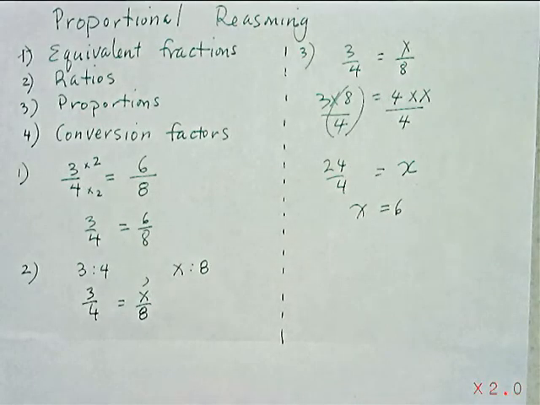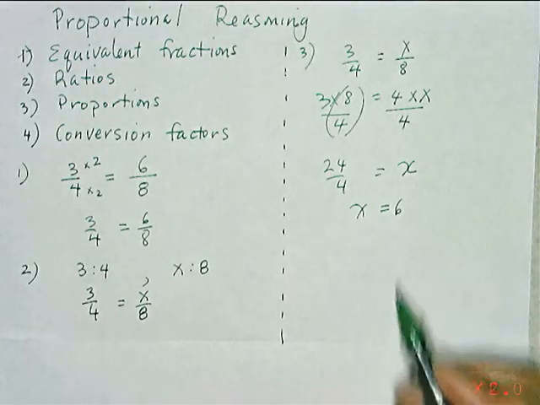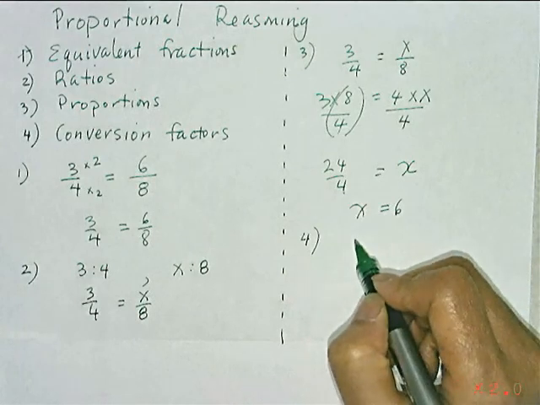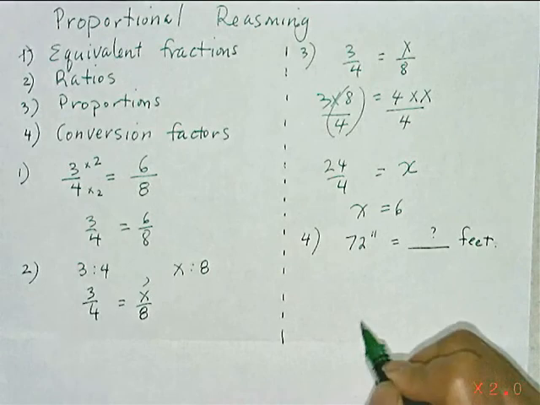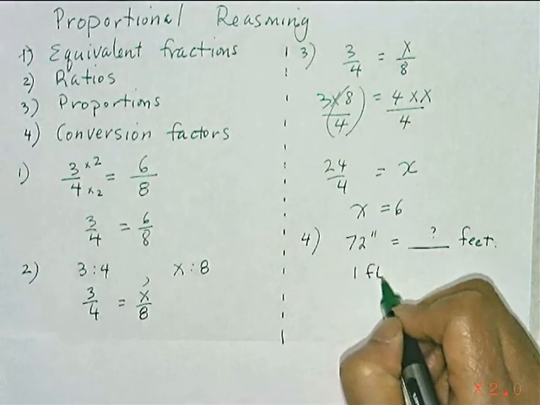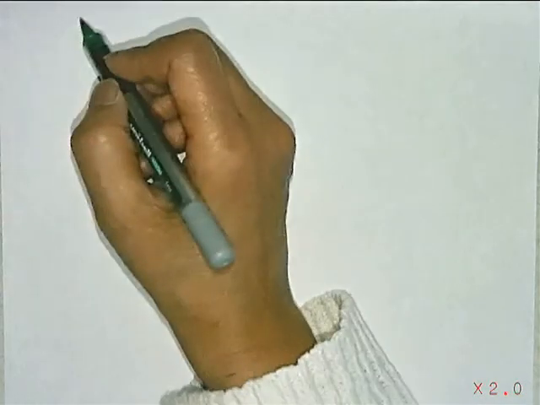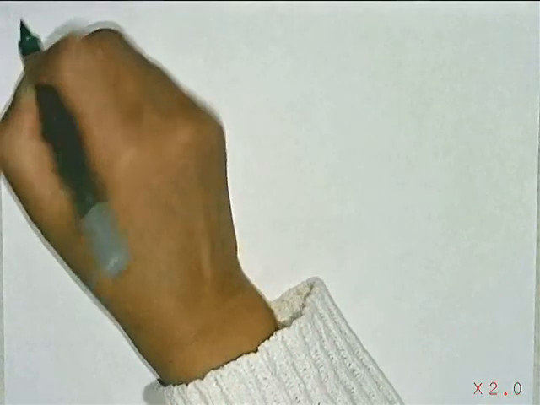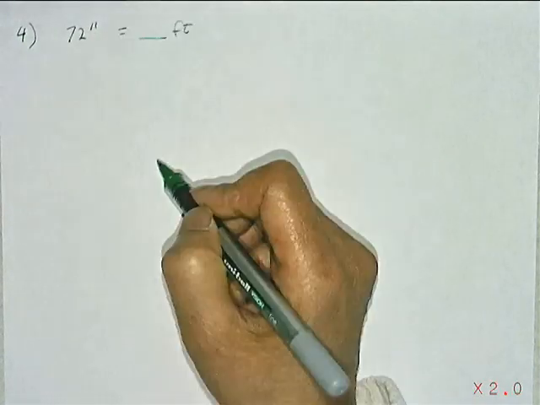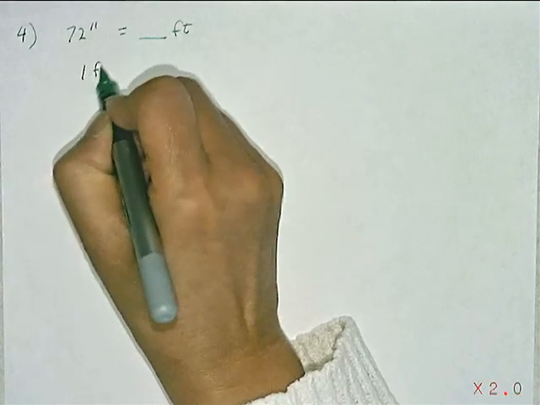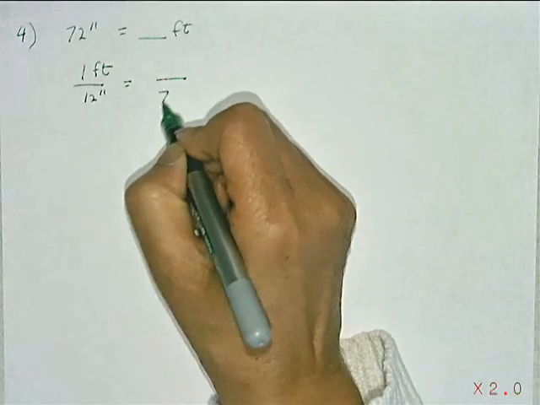So now we're going to be using this as a conversion factor to work with units. Here's an example. What do we need to do to convert 72 inches to how many feet? If you know that 1 foot is equal to 12 inches, you can start by forming proportions. So here's how you would set up how to convert 72 inches into feet. If 1 foot is the same as 12 inches, then how many feet is the same as 72 inches?